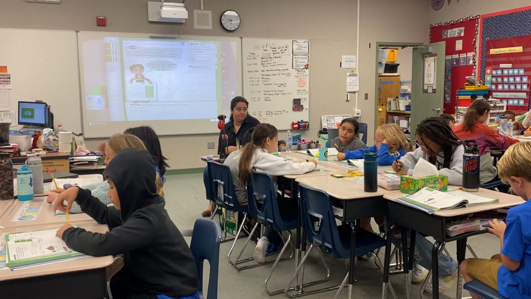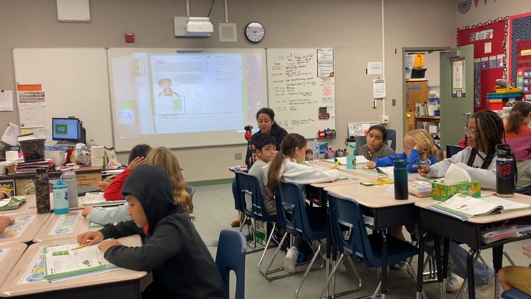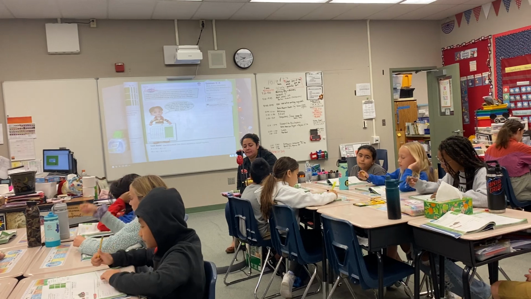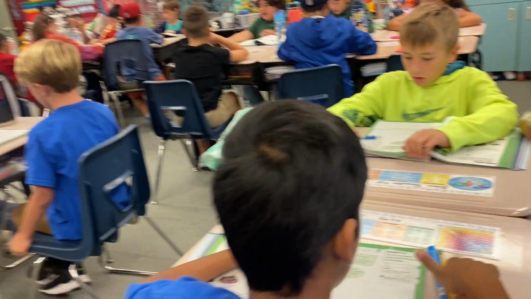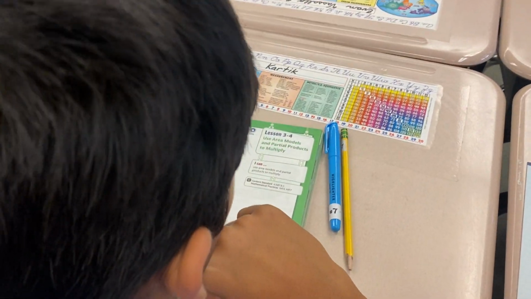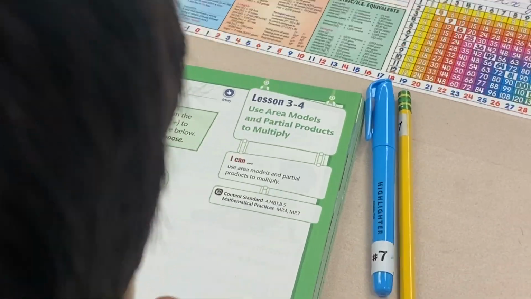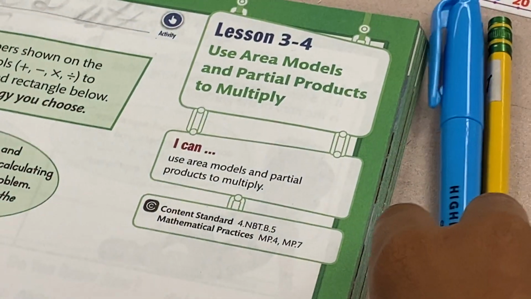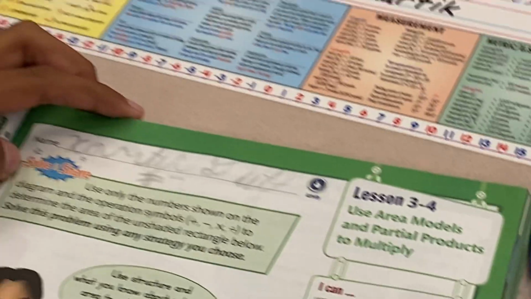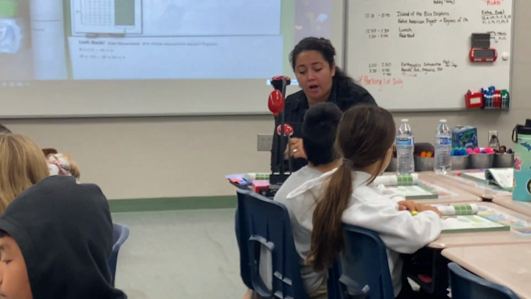All right, guys, lesson 3-4. Can you read the I can statement for me, please? I can use area model and partial products to multiply. Thank you. So for our solve and share, it says use only the numbers shown on the diagram.